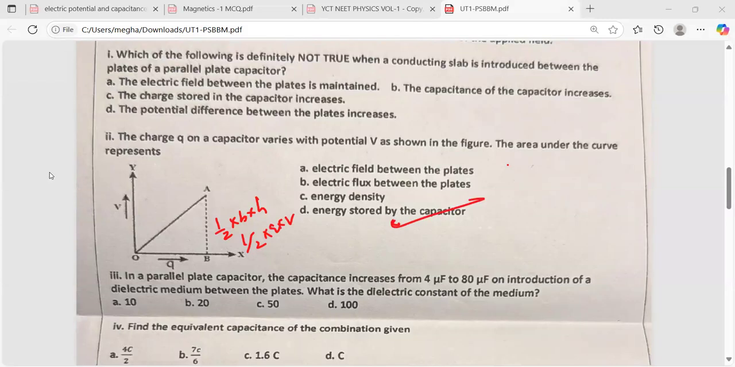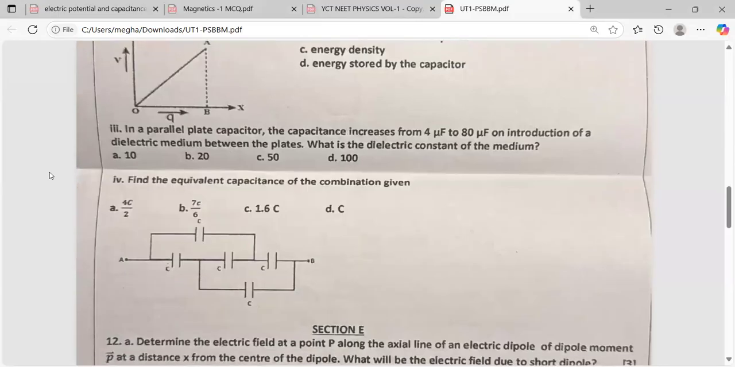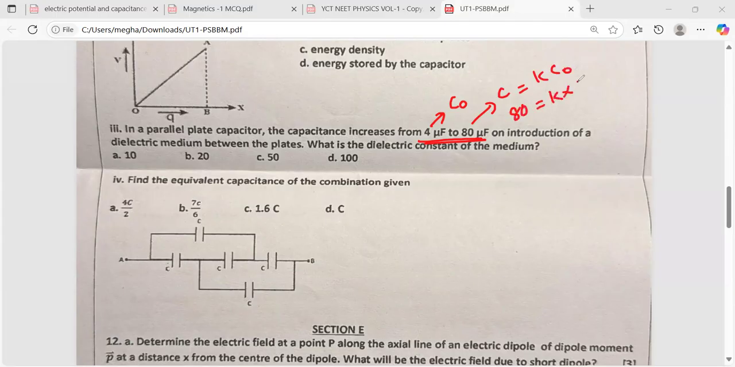Next, in a parallel plate capacitor, the capacitance increases from 4 microfarad to 80 microfarad. So we know that this is C naught and this is C. So C is equal to K C naught. So therefore 80 is equal to K into 4. So therefore K will be equal to 20. So 20 is the option.